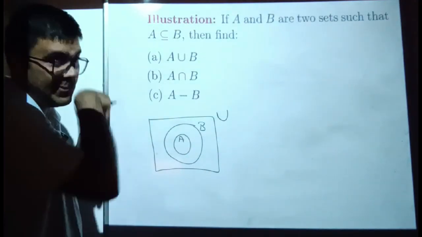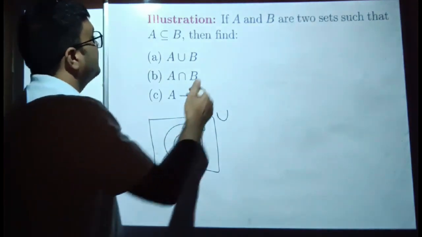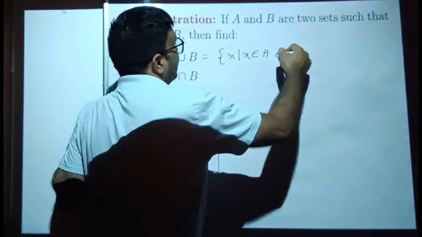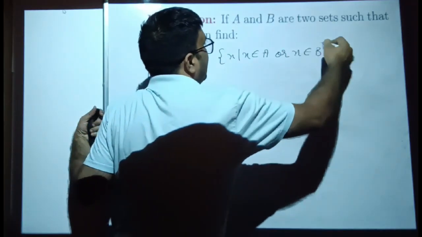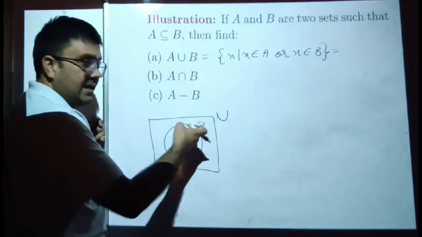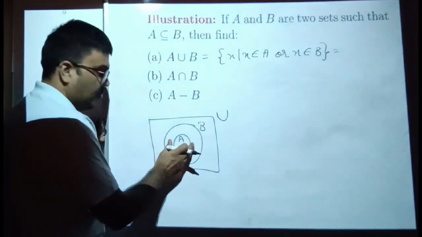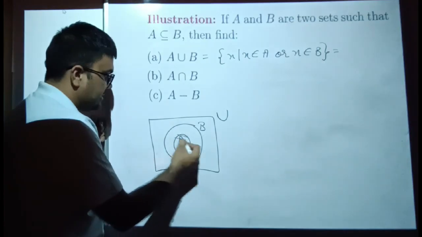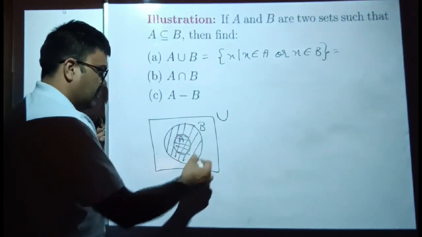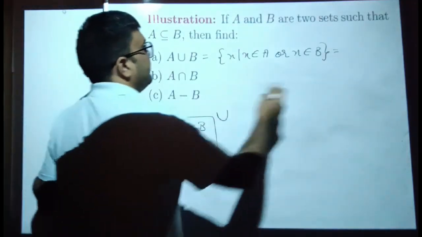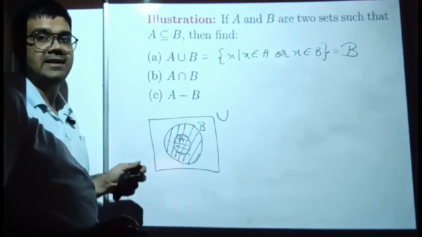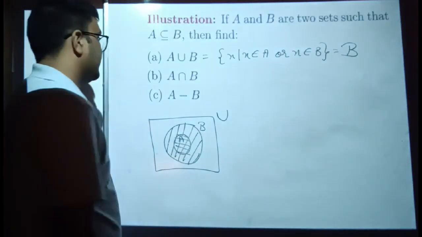What is A union B? When we are talking about A union B, we are saying x such that x is in A or x is in B or both. We are saying x is in A, x is in B, or both, it means that we are talking about the set B. And we are taking the union, we are talking about the complete set.